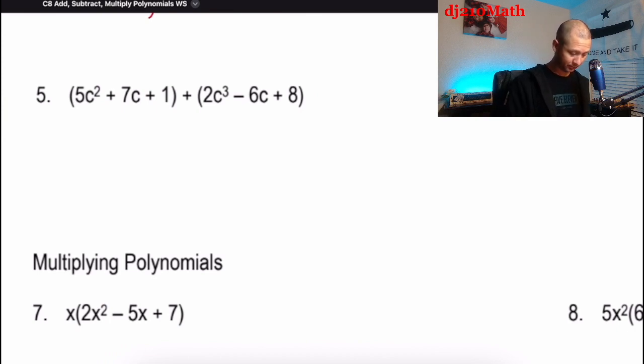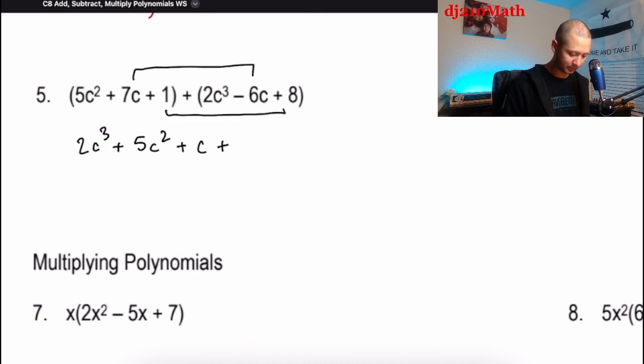Number 5, no c squared. But we have a c cubed, so 2c cubed plus 5c squared. Combining the c's, we get plus c, 7 minus 6, and then the constants, plus 9.